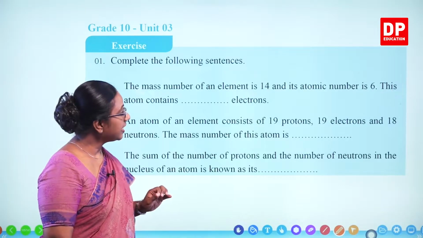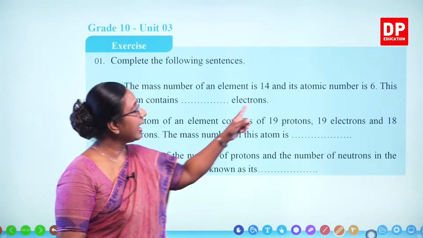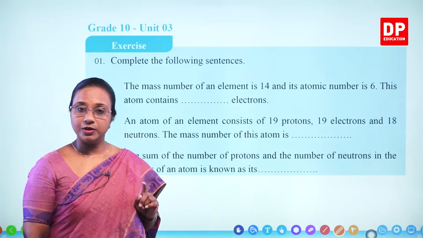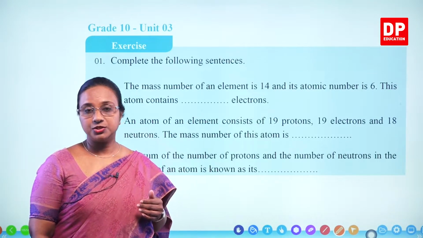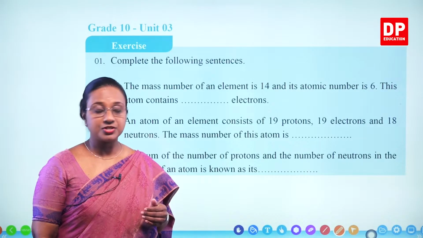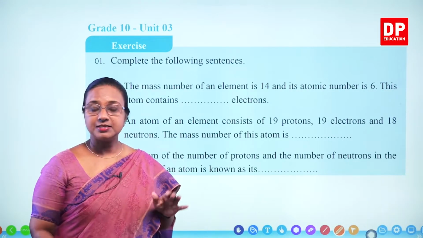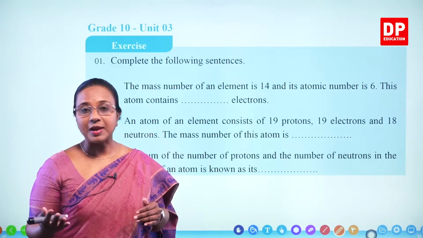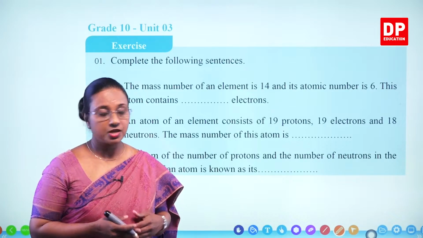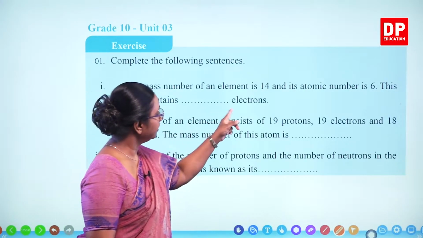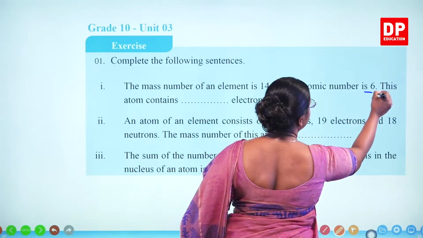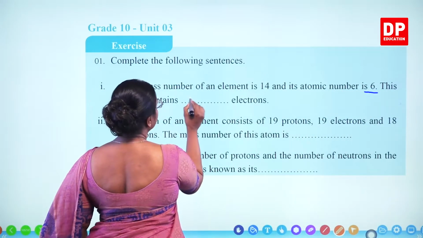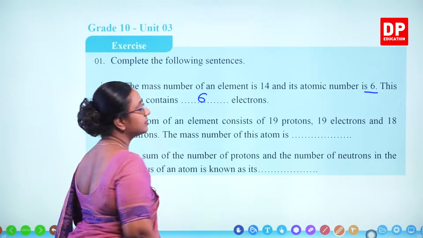So from this statement, you know that atomic number is equal to number of protons, which is equal to number of electrons. And the mass number is number of protons plus number of neutrons. So we need to find the number of electrons. That is equal to the atomic number. So the atom contains 6 electrons.